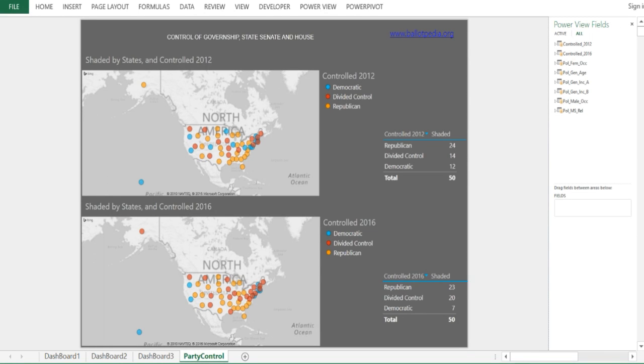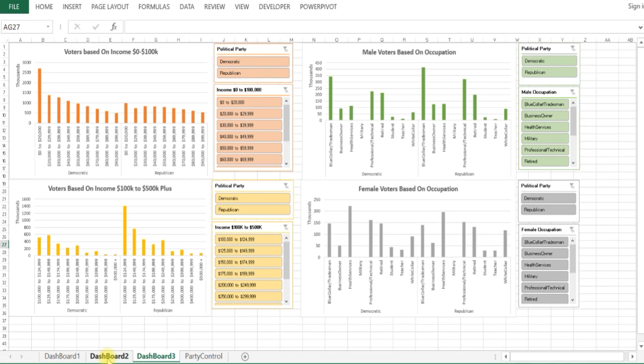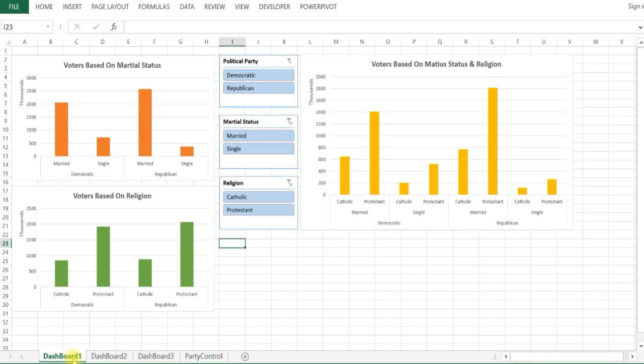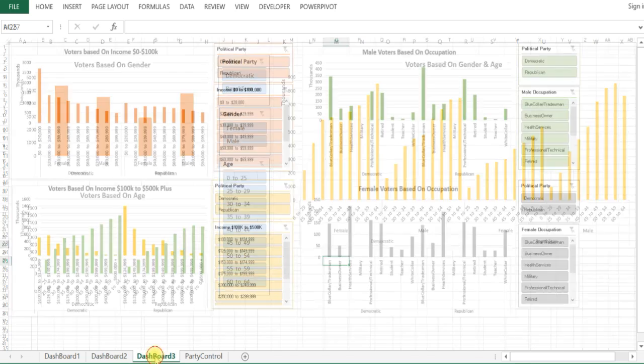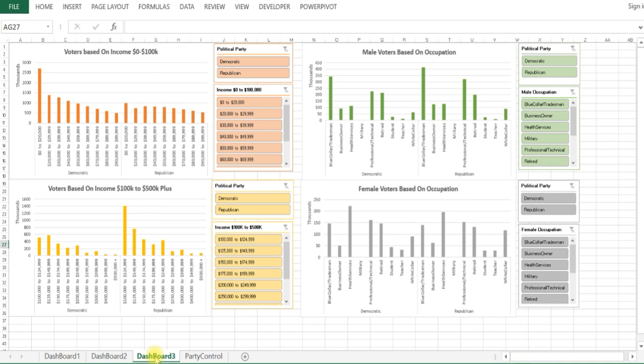My presentation is about the voters of the Democratic Party and the Republican Party. And I made four dashboards, one based on the Power View feature, and three others based on the Power Pivot feature of Excel. And what I did was I looked at the voters for both parties based on marital status, religion, gender, age, and finally income and occupation.